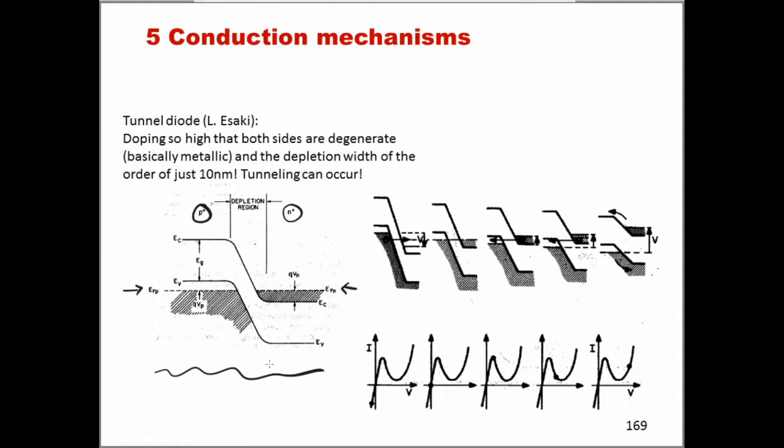So this effectively means that in equilibrium, with no external bias applied, the levels in the valence band that are filled are up to this point. And in the conduction band, on the N side, the levels that are filled are up to this point. If we now want to understand what type of current we should expect for which bias, we can have a look at this sequence of diagrams here.